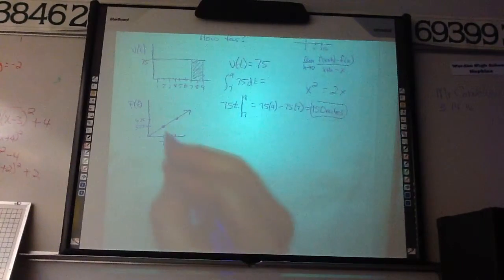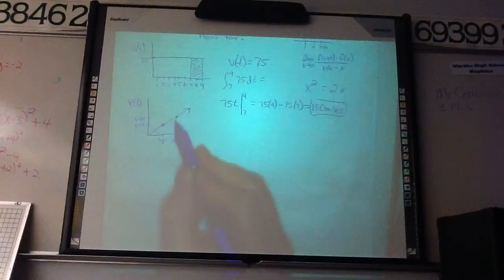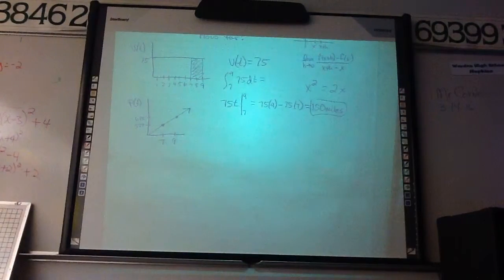It's not the area under this curve, it's the area under this curve, which happens to be the difference in the y values.